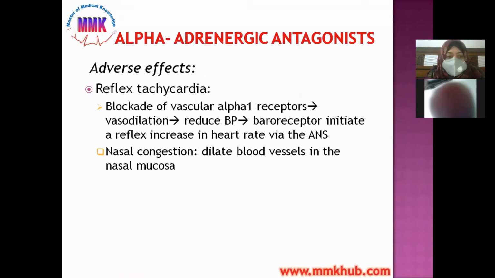And another side effect of using the alpha blockers is nasal congestion. Because again, if we remember our last lecture, the alpha agonists are used in epistaxis to control the nasal bleeding. So if we use the alpha antagonist, obviously they will dilate the blood vessels in the nasal mucosa, hence causing nasal congestion.